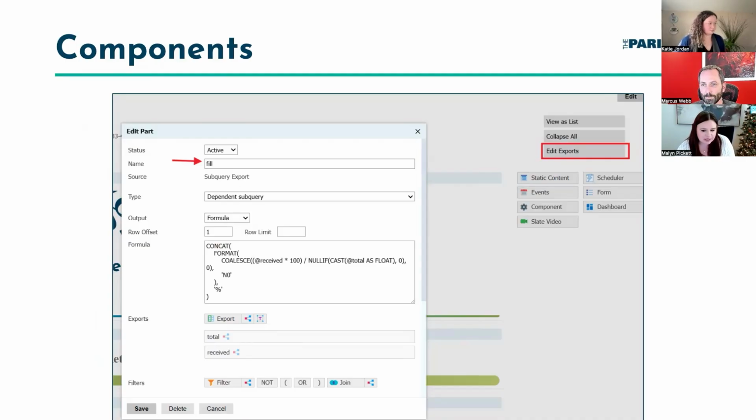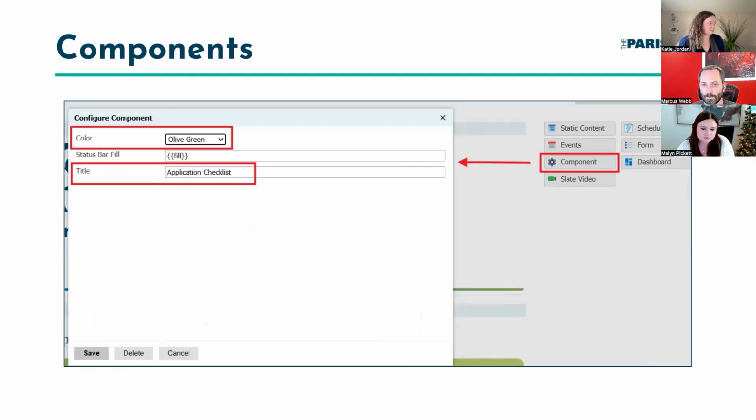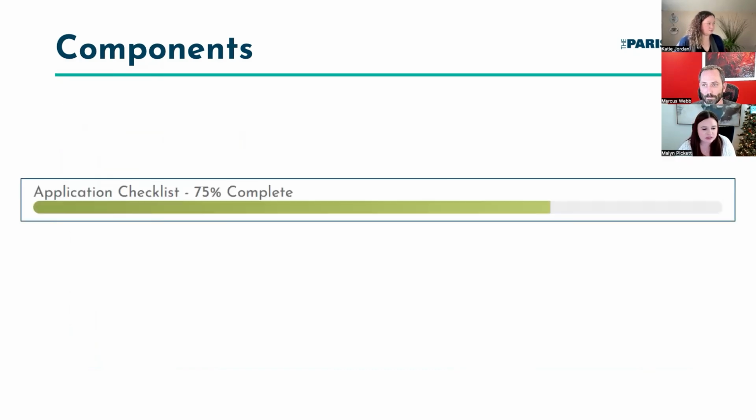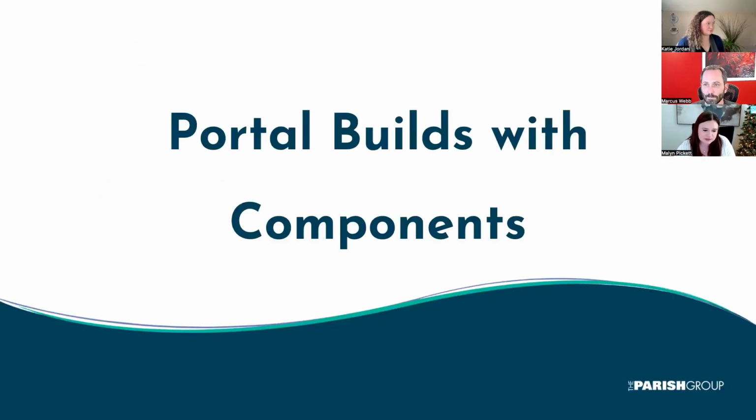Once we have our export added, we can add in the component to our portal. Because we named our export fill, the only two variables that you need to adjust or update are the color and the title variables. Once added, you're left with a progress bar that looks something like this. Now I'm going to pass it over to Marcus, who is going to walk through some practical use cases of these components.